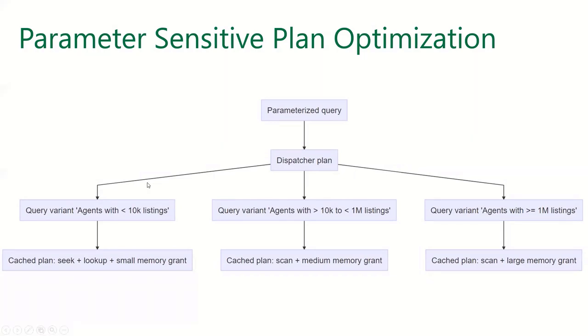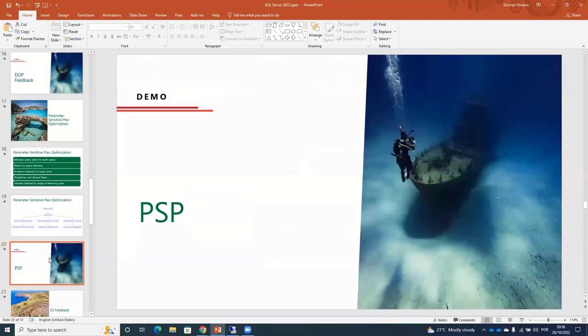So we have one query plan for each of these situations: below the range, in the range, and above the range. And the range is the same. The range is specified by the dispatcher. Okay, so let's see a demonstration about PSP.